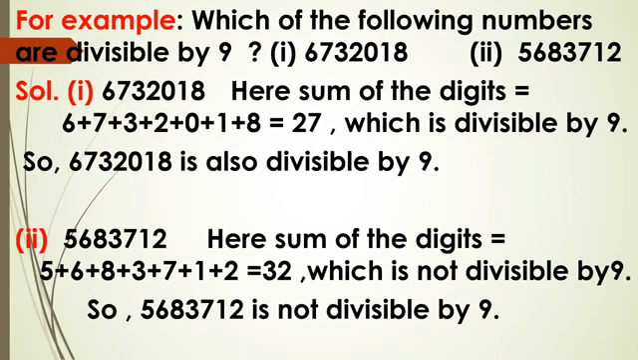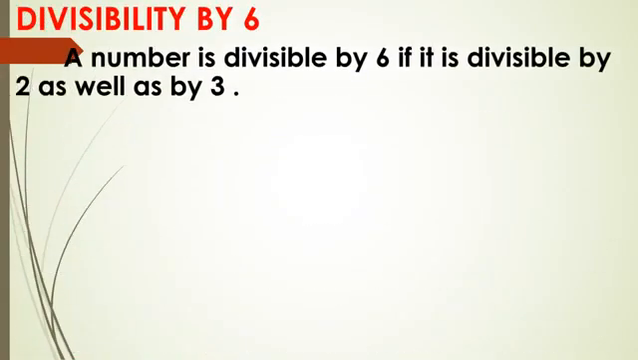If the sum is divisible by 9, then the number is also divisible by 9. Now let's move to divisibility by 6. A number is divisible by 6 if it is divisible by 2 as well as by 3. A number is divisible by 6 if it is divisible by both 2 and 3.